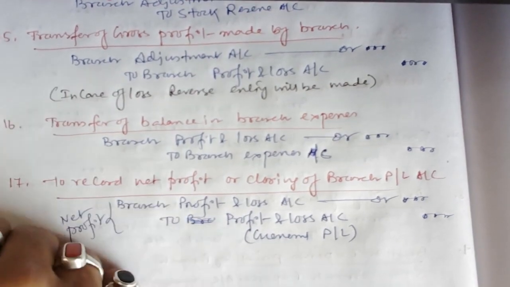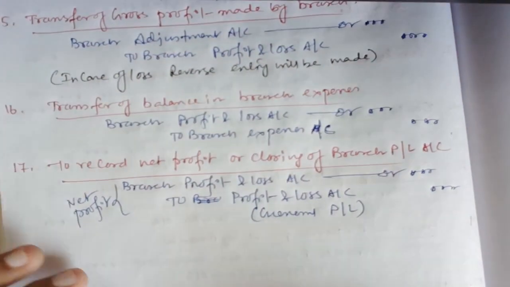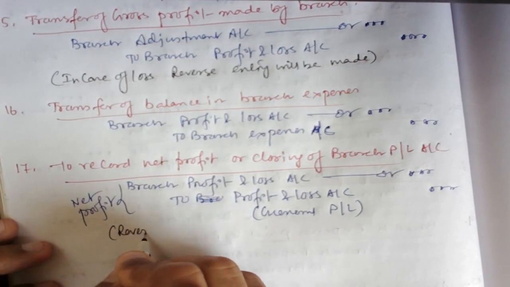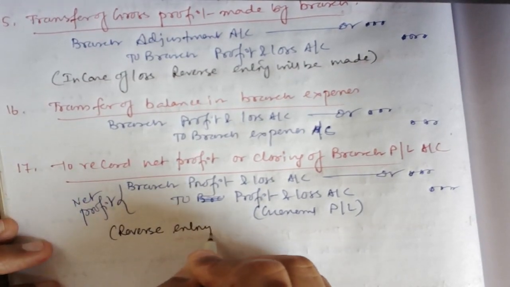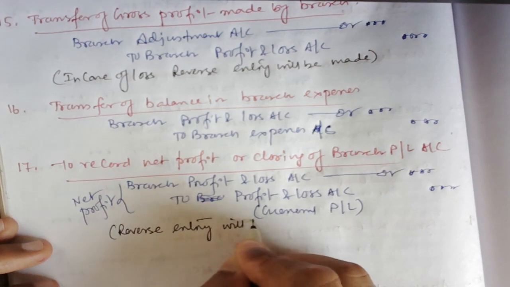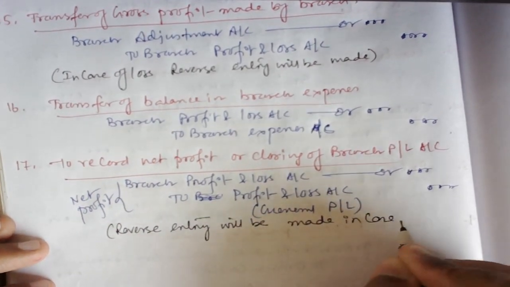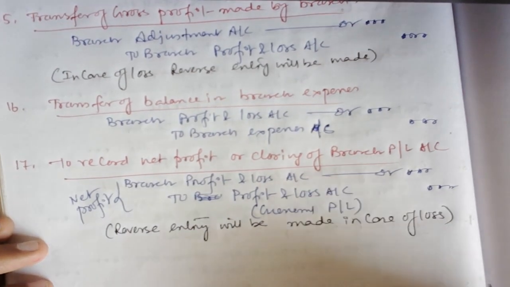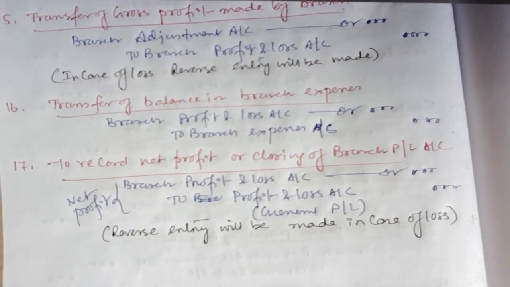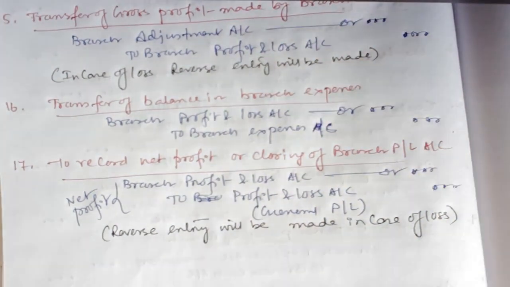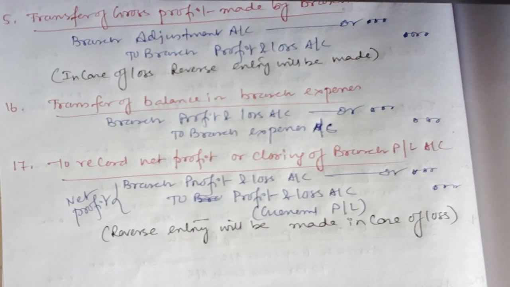So you can write here: reverse entry will be made in case of loss. So to record the net profit or closing of branch P&L, branch profit and loss account debit to general profit and loss account. Any loss, we are going to make the reverse entry.